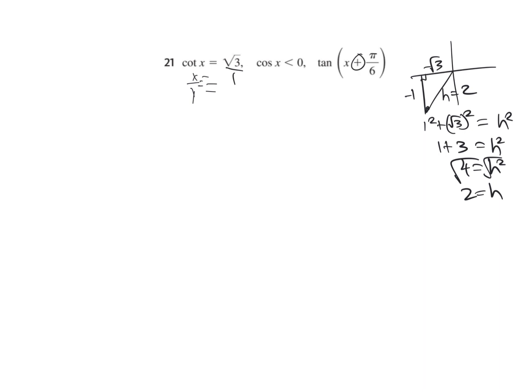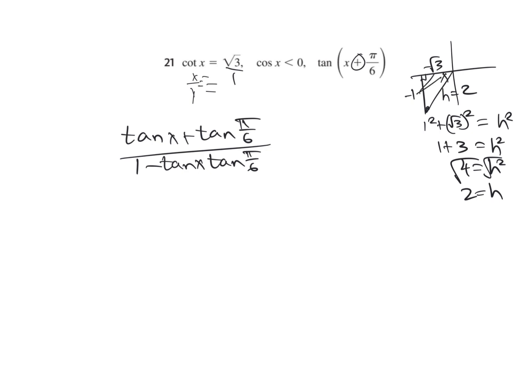All right, so the tangent of an addition. So tangent of the first plus tangent of the second all over 1 minus the tangent of the first times the tangent of the second. So what do we have? Tangent of x. So the tangent here of x is opposite over adjacent, or positive 1 over square root of 3, plus the tangent of pi over 6 is 1/2 over the square root of 3 over 2, or 1 over the square root of 3.